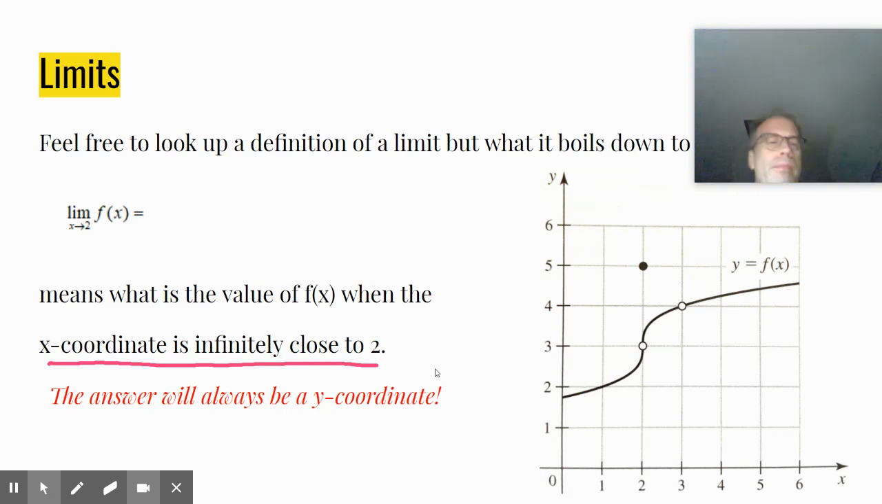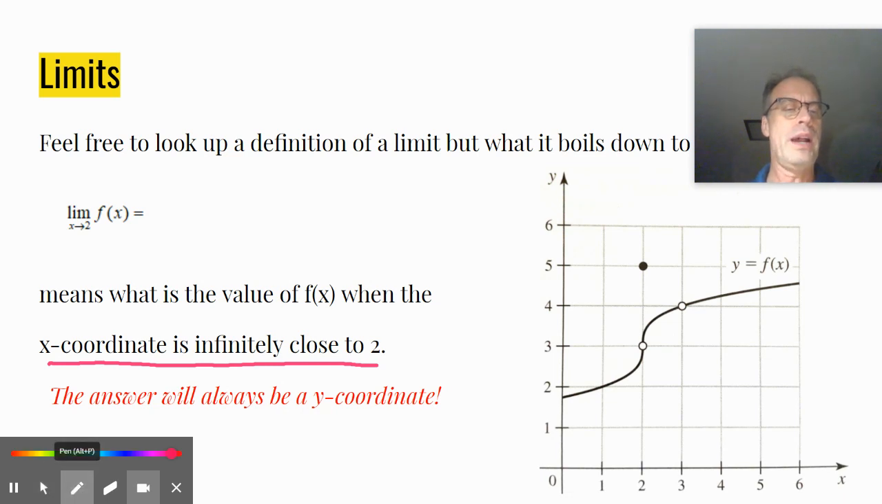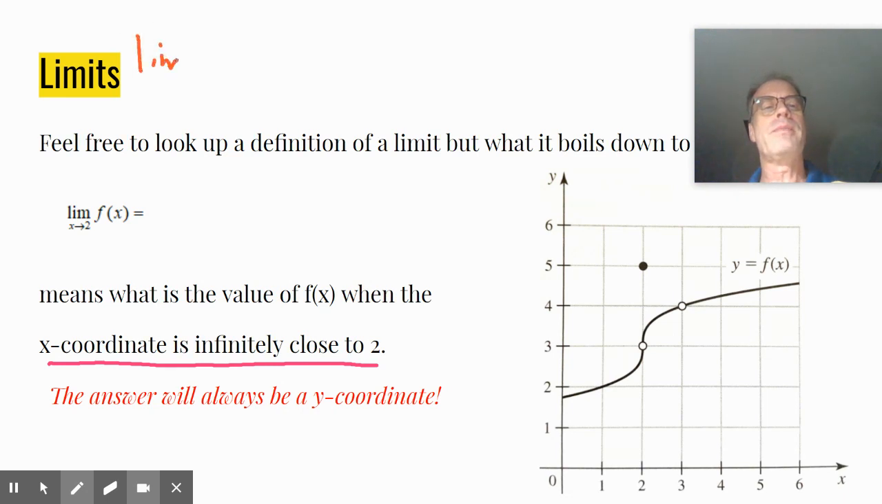Next up, to try and find the value of this function, the limit as x approaches 2, I'm going to need to come at it a little bit differently. First thing I'm going to do is look at the limit as x is approaching 2 from the left. Now, this negative sign after it means from the left.